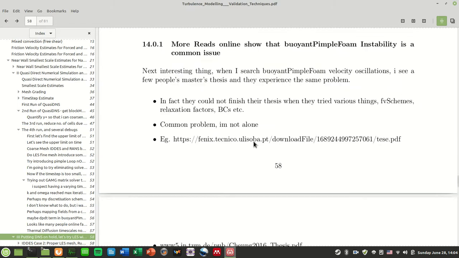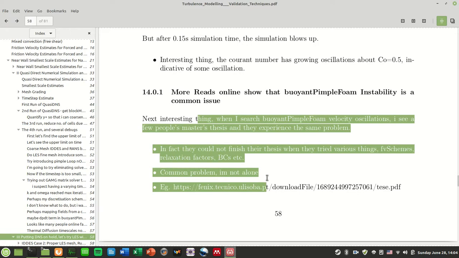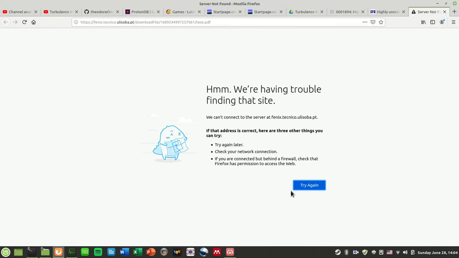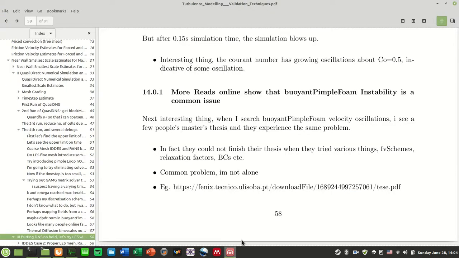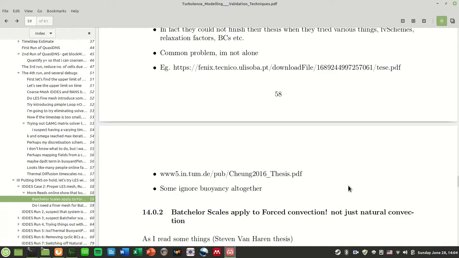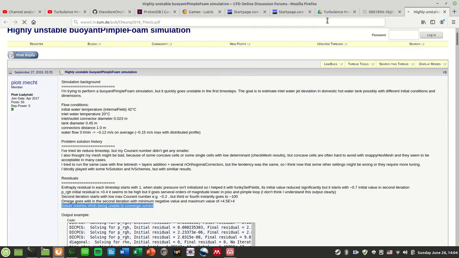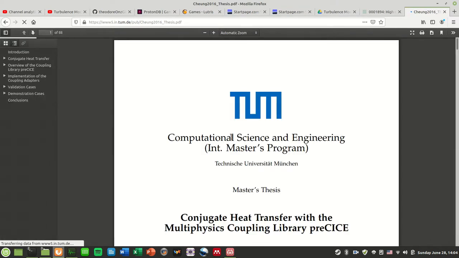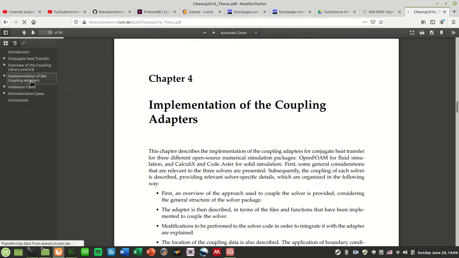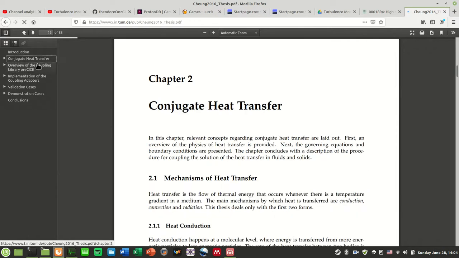Okay, and from more reading online, I found that yes, these buoyantPimpleFoam velocity oscillations are a very common problem. I think I got a broken link here. Never mind. Okay, and then there was this thesis here. Someone actually also tried to solve this problem here. So these are some reference cases.